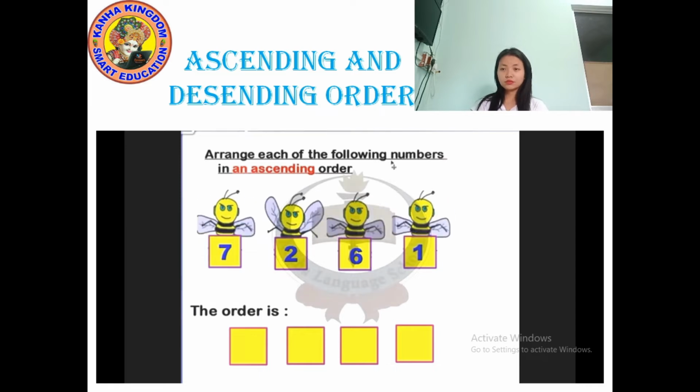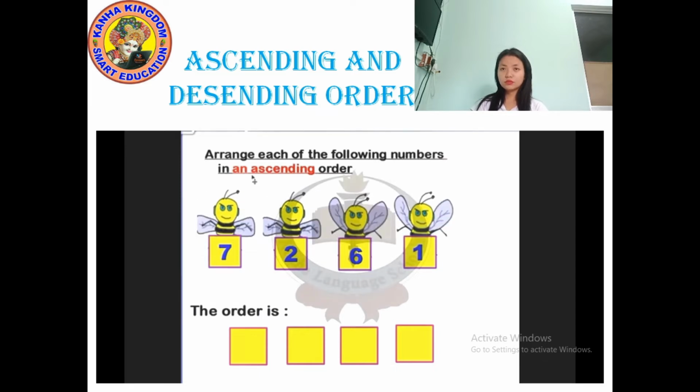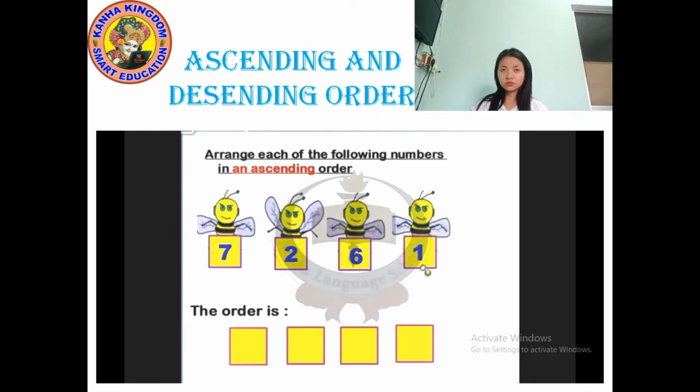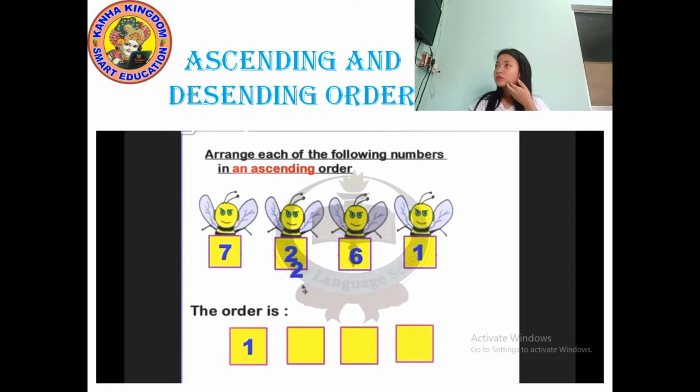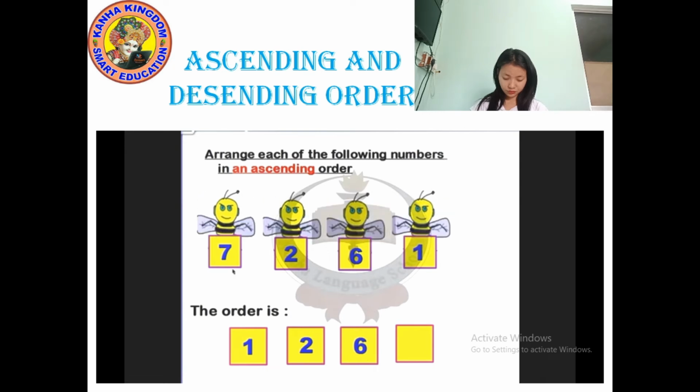Arrange each of the following numbers in ascending order. What is the meaning of ascending? From the smallest to the greatest. Look at these numbers: 7, 2, 6, and 1. What is the smallest number here? 1. Excellent. So write 1. What's after 1? I want the smallest number. 2. Excellent. And then 6. What is the last number? Yes, 7.